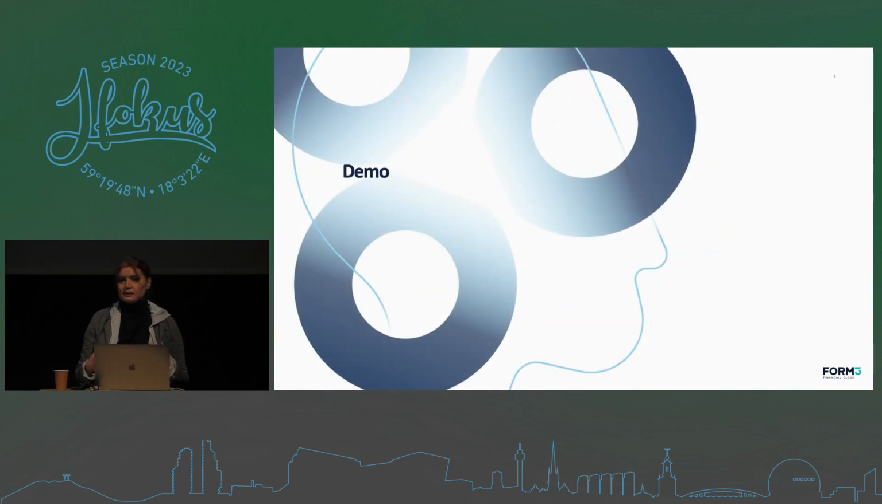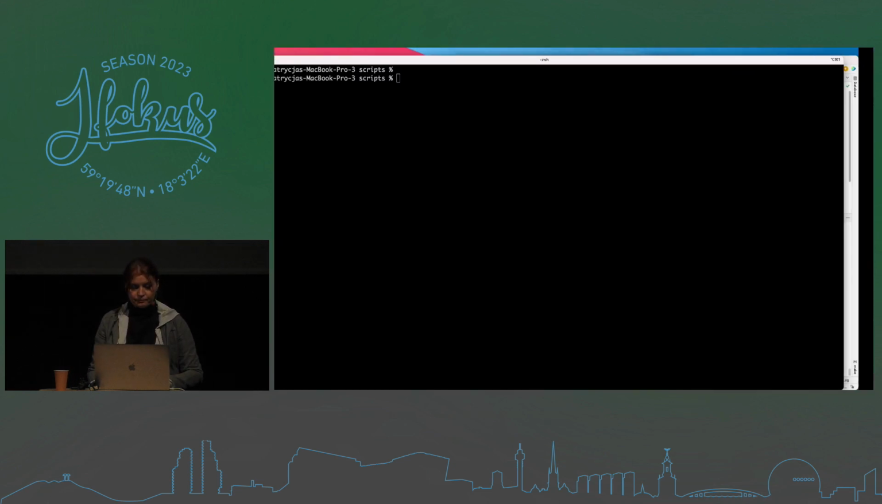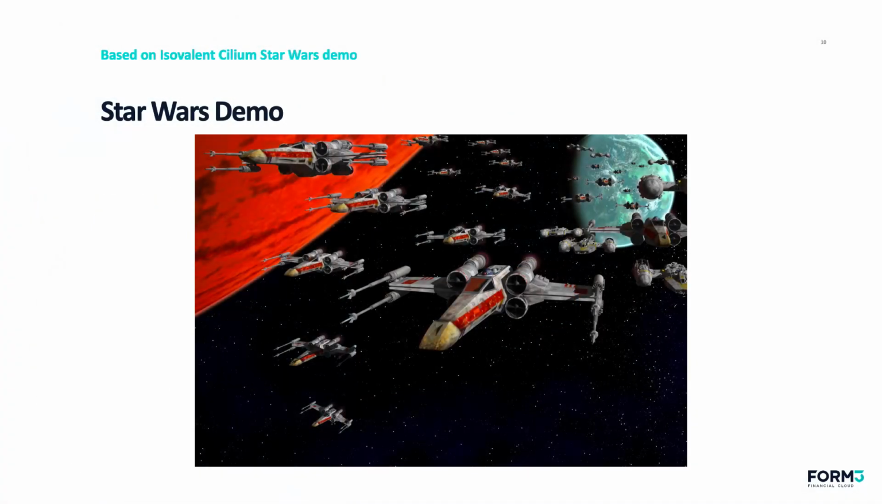So let's start with the demo, just to show you what we are trying to achieve. The demo is based on a demo prepared by Isovalent. It's a Star Wars theme demo. Isovalent is a company behind Cilium. Cilium is a CNI Kubernetes plugin.